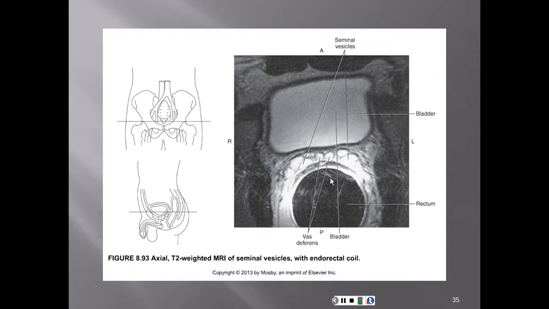So this is a T2 weighted image of the seminal vesicles with the endorectal coil, which means this is of the rectum, and the reason why it's a perfect circle is because the magnetic coil is inserted into the rectum. Traumatic examination, of course, however, it yields great images of the pelvis.